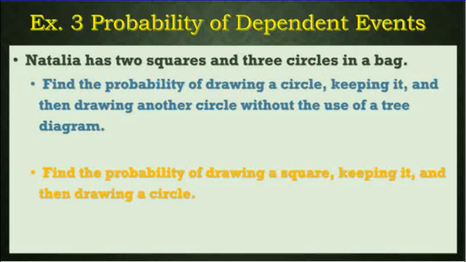Probability of dependent events. So these are where the first outcome affects the second outcome. So Natalia has 2 squares and 3 circles in a bag. Find the probability of drawing a circle, keeping it out, and then drawing another circle without the use of a tree diagram. So here we take the probability of A times the probability of B.